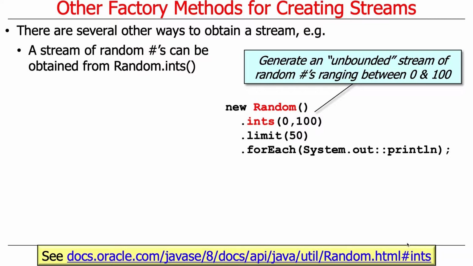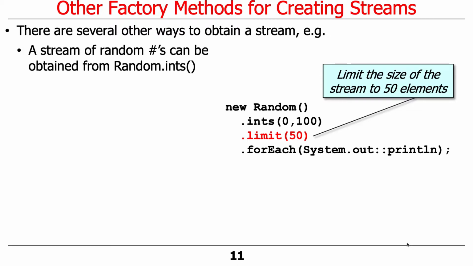That's what this is saying. And if you just did that, and then you said dot forEach, it would go on forever, right? Because there's no end to the random numbers that you could generate. In this case, we don't want to wait forever, so we're going to limit it to the first 50 random numbers between the values 0 and 100.